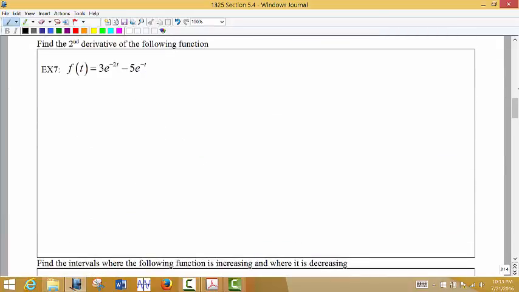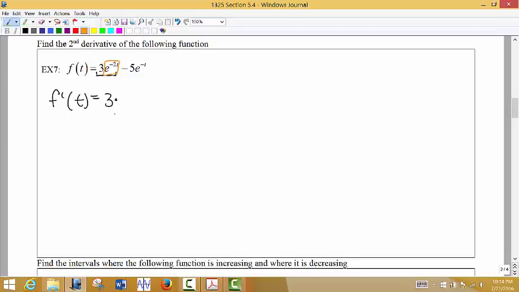All right, in example 7, we're asked to find a second derivative of this function. All right, so we're going to work term by term here, and we have to find the first derivative first. So we're going to look at this term here. So we have a constant that's being multiplied times the front, so we're just going to bring that constant down, and we're going to focus on the part that has the variable. And the variable of the function is t. So what is the derivative of that?